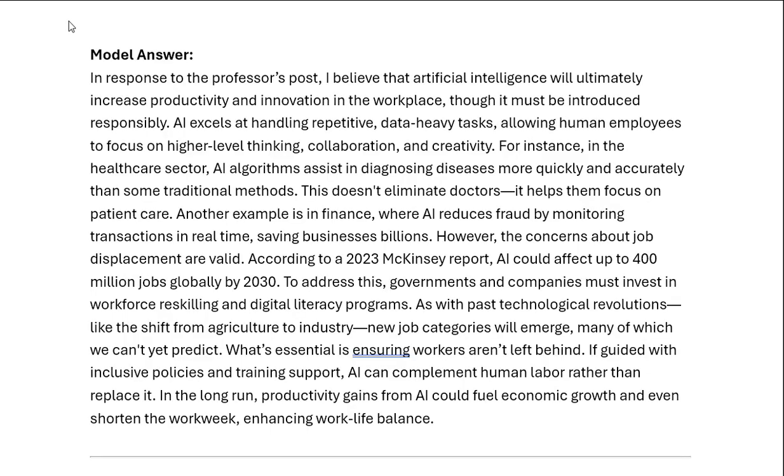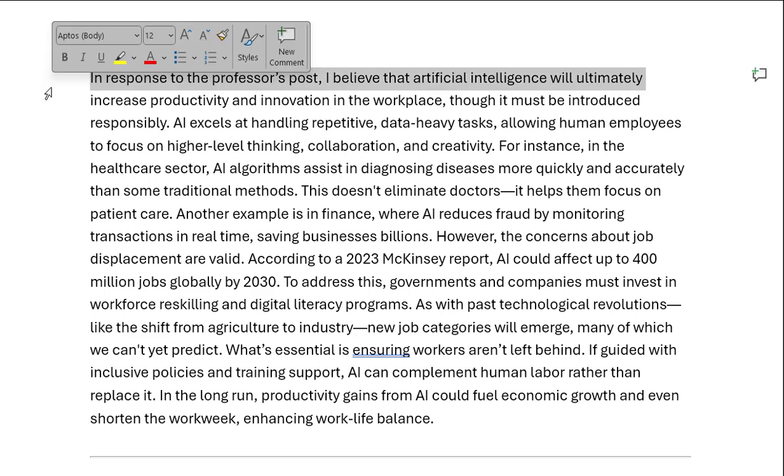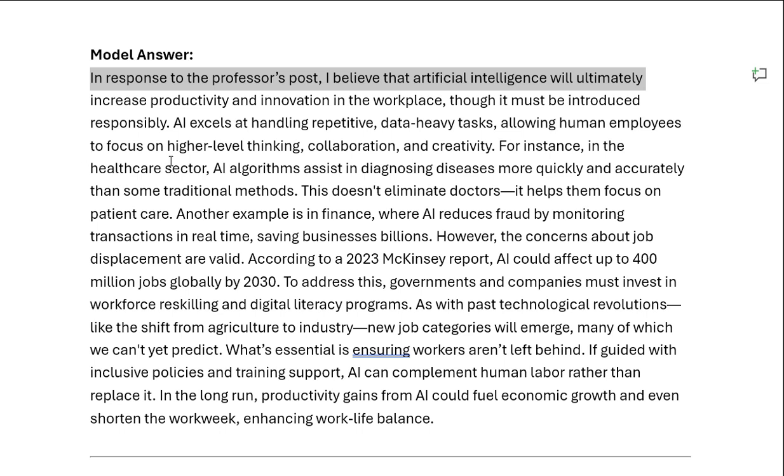Model answer. In response to the professor's post, I believe that artificial intelligence will ultimately increase productivity and innovation in the workplace, though it must be introduced responsibly. AI excels at handling repetitive, data-heavy tasks, allowing human employees to focus on higher-level thinking, collaboration, and creativity. For instance, in the healthcare sector, AI algorithms assist in diagnosing diseases more quickly and accurately than some traditional methods. This doesn't eliminate doctors, it helps them focus on patient care.